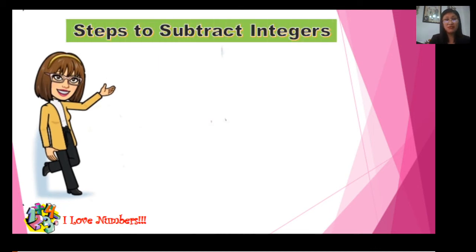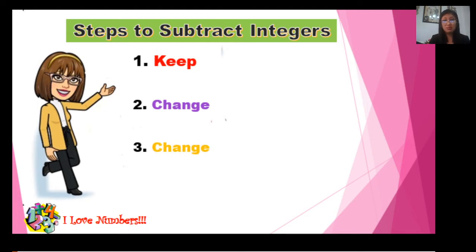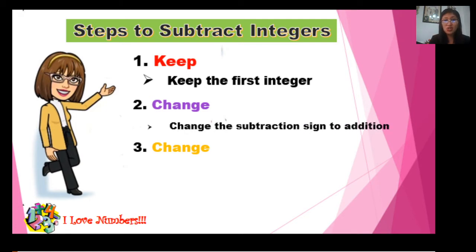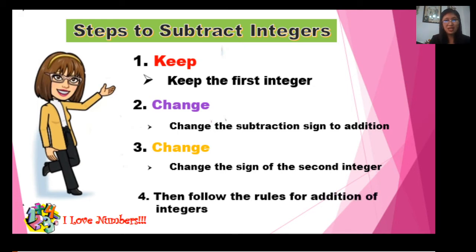Or, you can follow this step to subtract integers. Keep, change, change. Keep means you have to keep the first integer. You change the subtraction sign to addition. Then change the sign of the second integer. After that, follow now the rules for addition of integers. Apply rule 1 for same signs. Apply rule 2 if they have different signs.